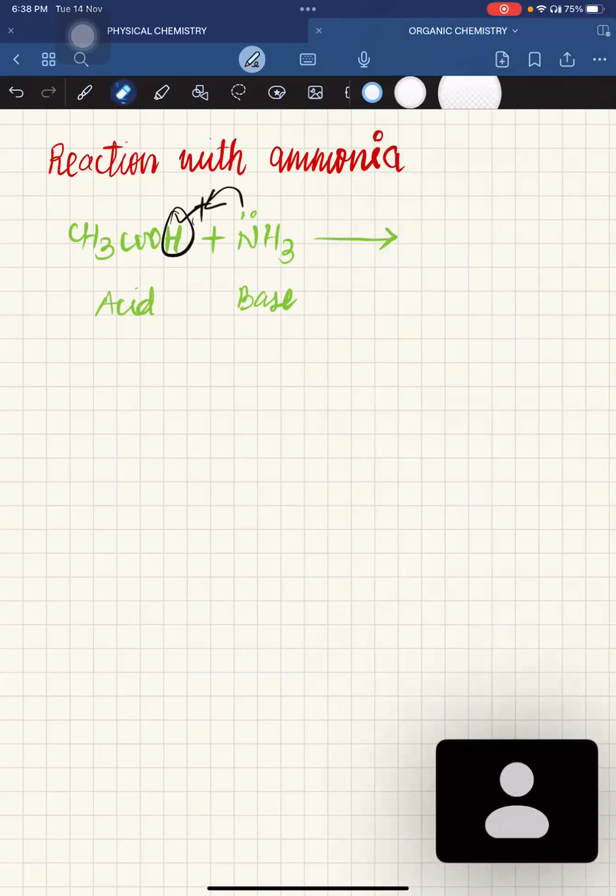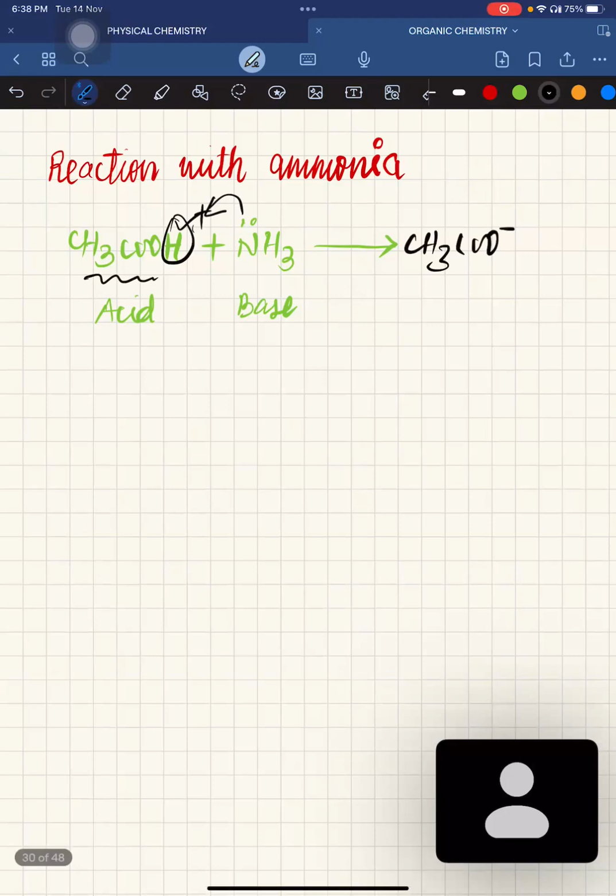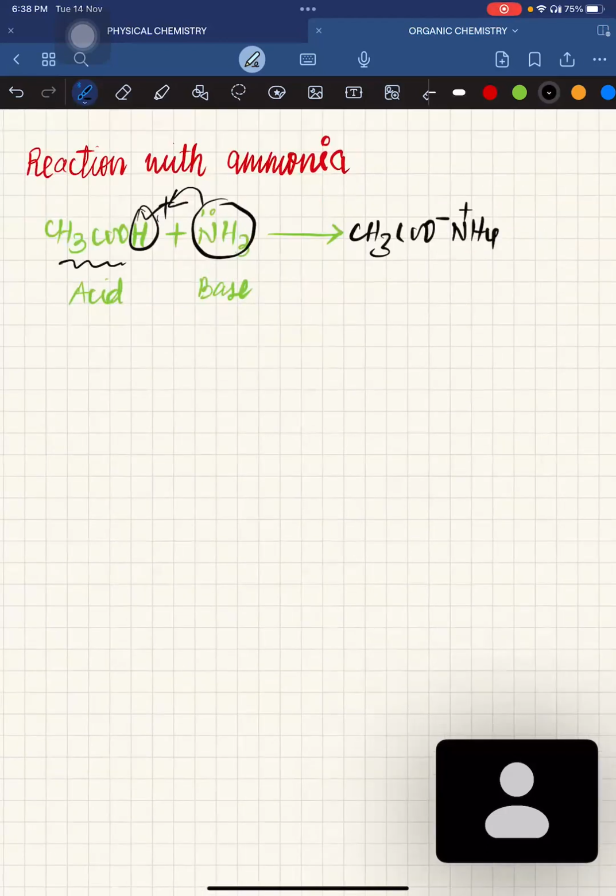Before that, this becomes CH3 C double O negative because H plus is released, and here it becomes NH4 positive. Basically, NH3 will attack H plus and forms ammonium ion, and this is the intermediate that you will get. After this, if you heat this, what will happen? H2O will be eliminated. That means dehydration will take place.